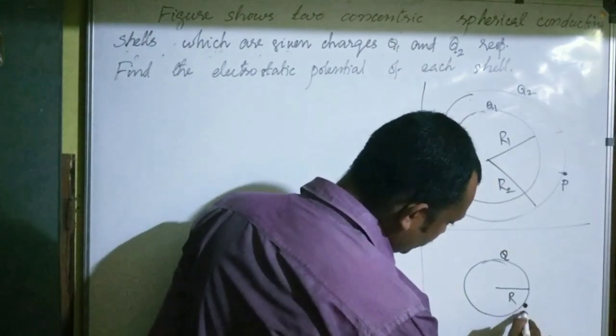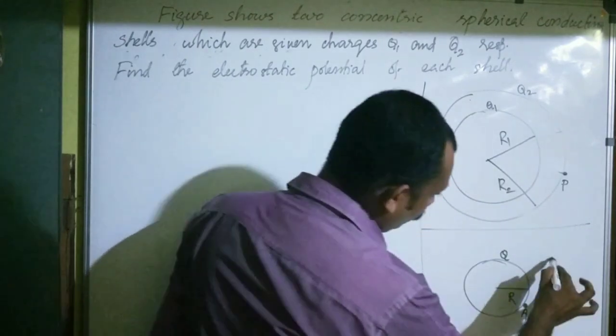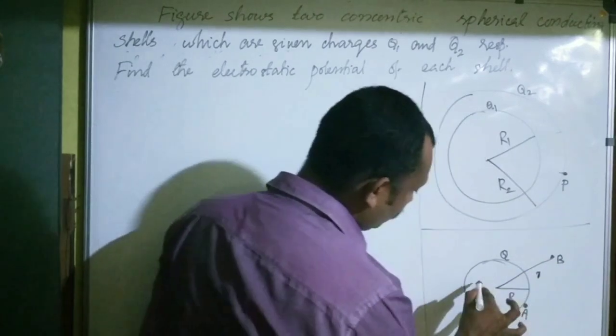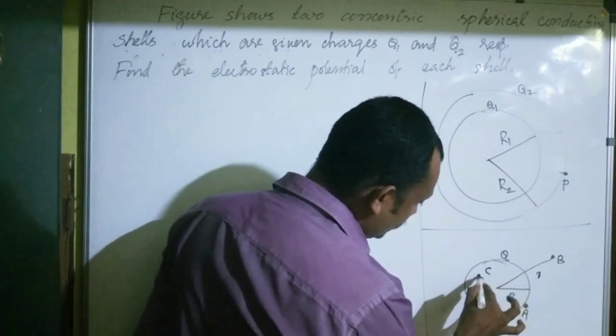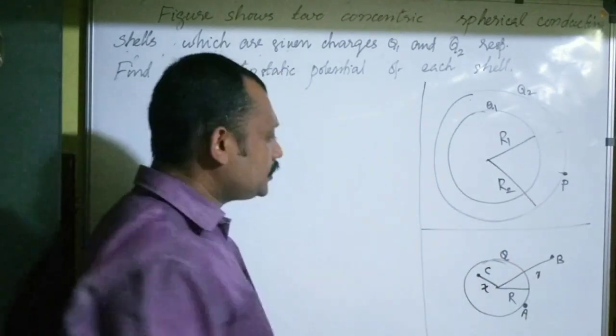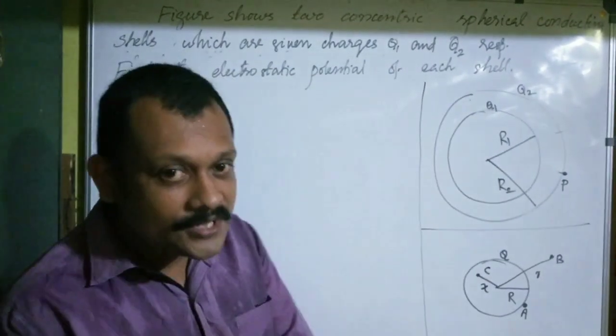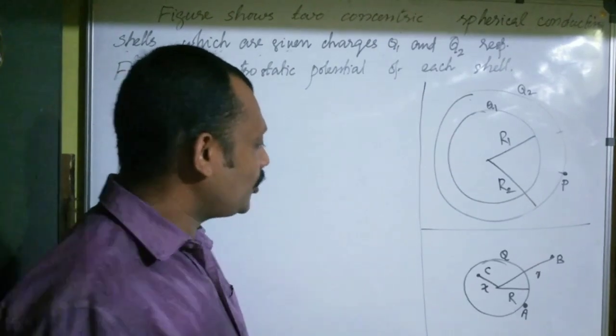What is the potential at A? What is the potential at B at a distance small r? And the potential at C at a distance x? These are the three questions for which you have to find the answer. Already it is there in your notebook. Hope you got the answer.